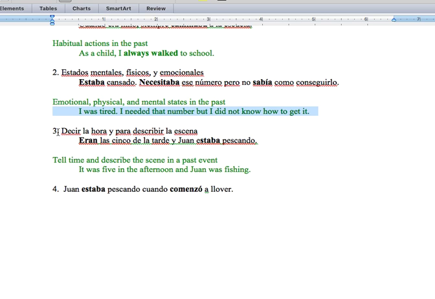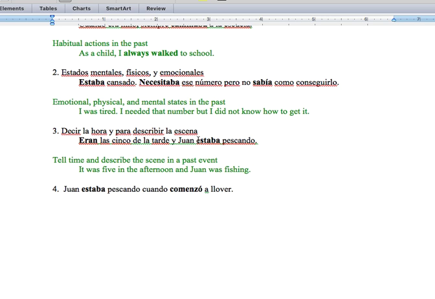Okay, so the third rule. Para decir la hora y describir la escena. Eran las 5 de la tarde y Juan estaba pescando. So what does that mean? To tell time and describe the scene in the past. So it says it was 5 in the afternoon and Juan was fishing. So you're telling the time, it was 5 in the afternoon, and Juan was fishing.